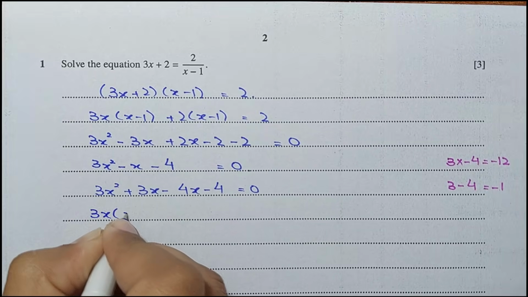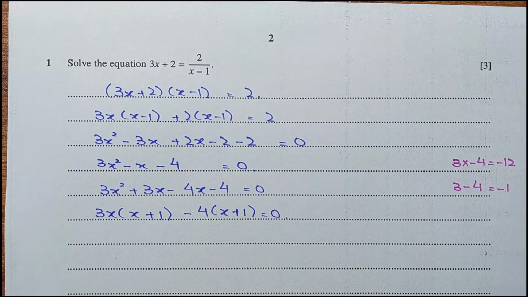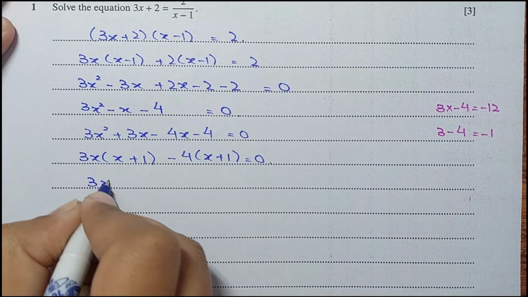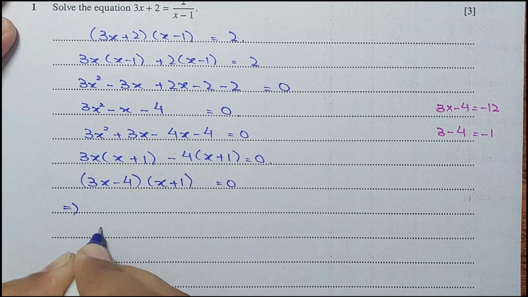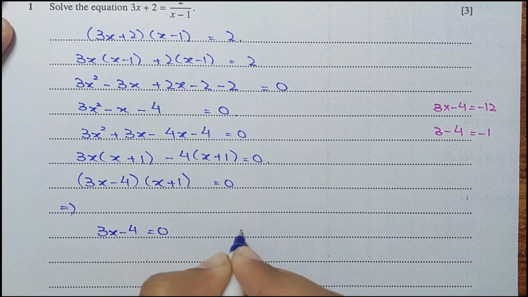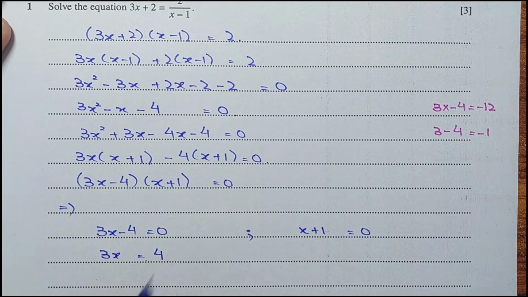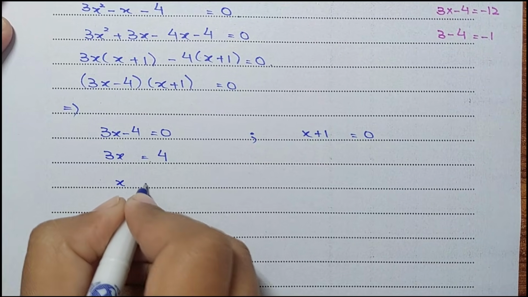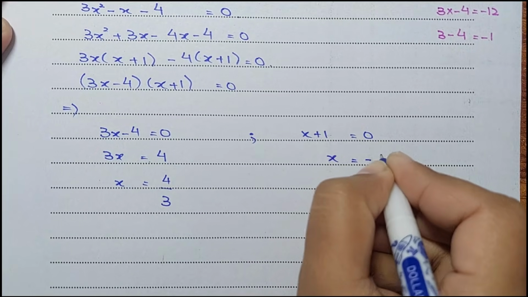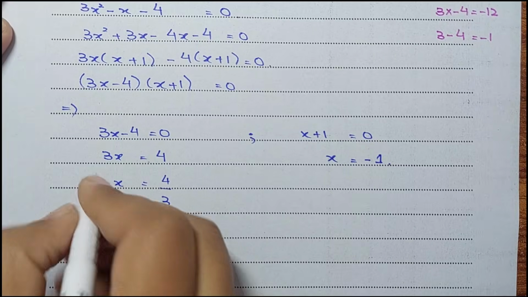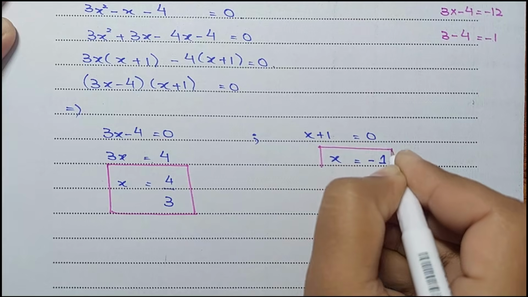Now take 3x common. We are left with x plus 1. Take negative 4 common, x plus 1 equals 0. Now the factors are 3x minus 4 and x plus 1 equals 0. So 3x minus 4 equals 0 and x plus 1 also equals 0. So 3x equals positive 4. Shift the 4 to the other side and divide both sides by 3. So x is 4 by 3. And here the x value is, shifting the 1 to the other side, negative 1. So the two solutions for this equation are 4 by 3 and negative 1.